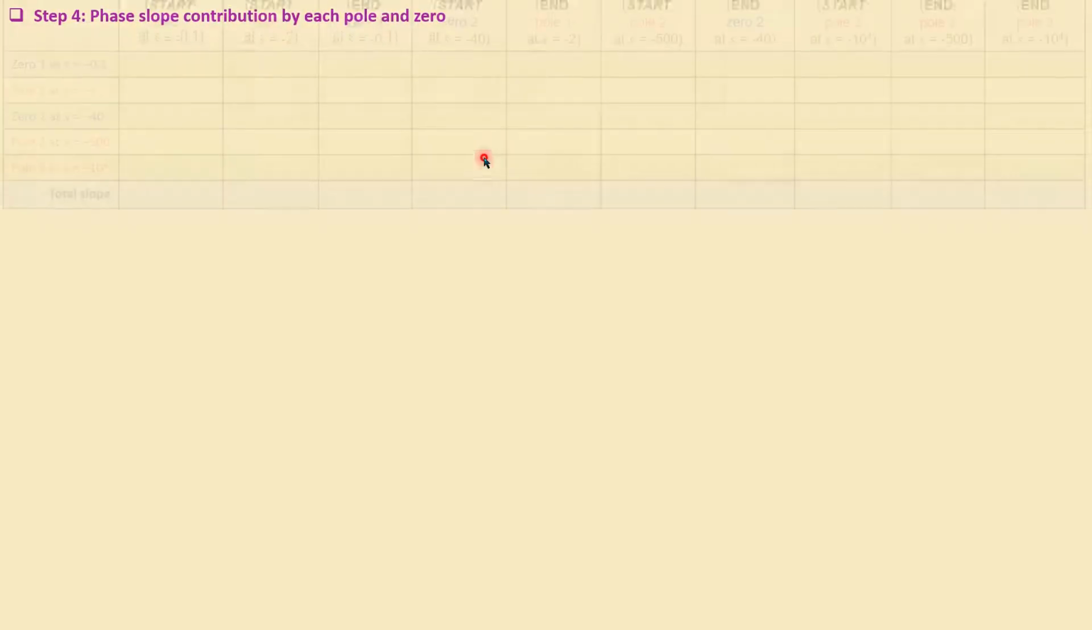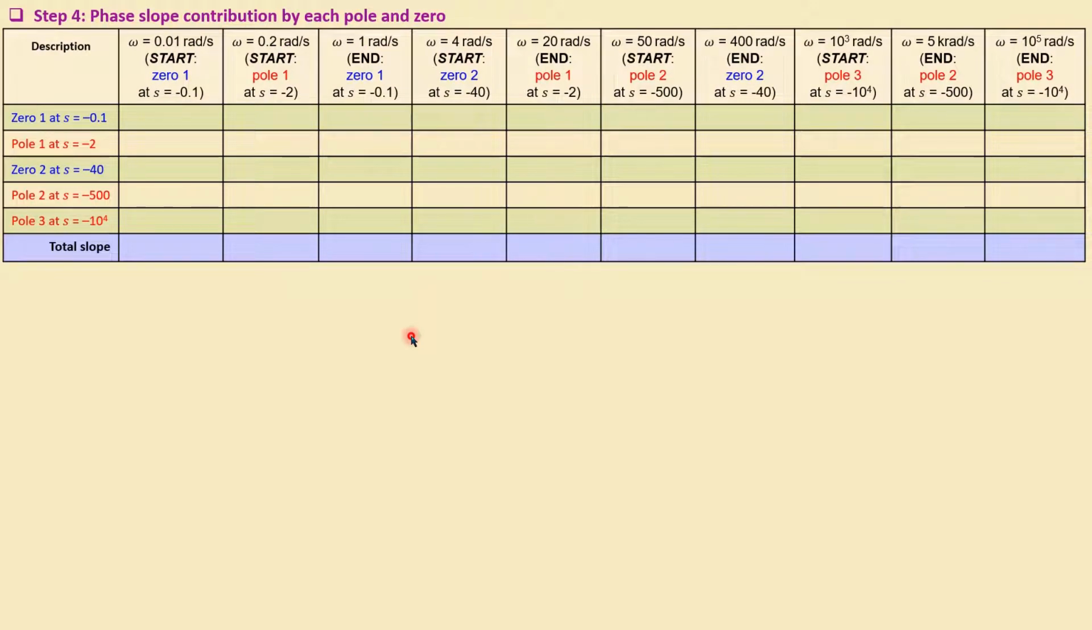Okay, now let's also look at step 4, which is the phase slope contribution by each pole and each zero. So there we need more bookkeeping. There are some additional steps we need to carry out. Again here, the description gives the zeros and the poles. So we have 5 break frequencies. Again, we need to have the total slope.